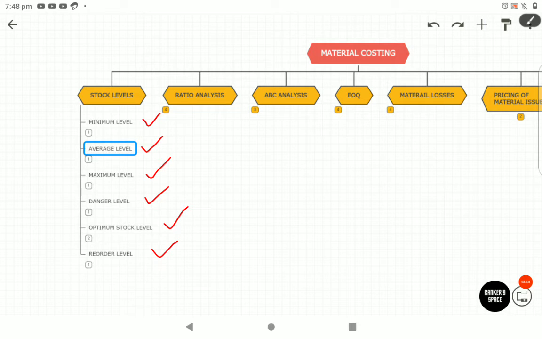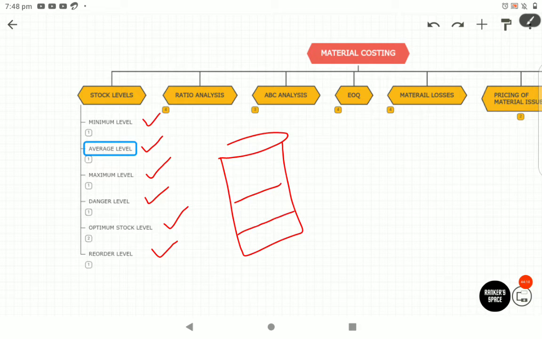So when you're looking at all of these, I asked you to visualize one thing, that is a bin. So remember, minimum level, just minimum. I'll draw the bin again. So this is the minimum. What is average level? On an average, this much only in my house they'll maintain. Likewise, maximum level is the maximum capacity of this bin. Then danger level is the barest minimum that you're having. Barest minimum in the sense, if this quantity is not there, the bin itself will be empty.